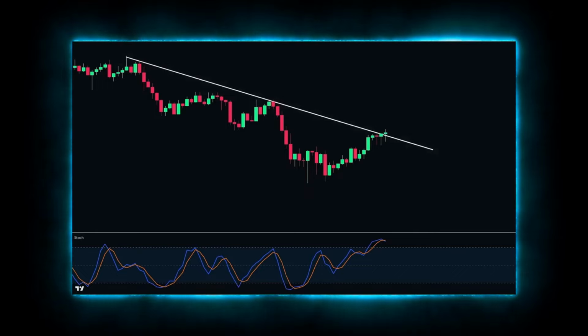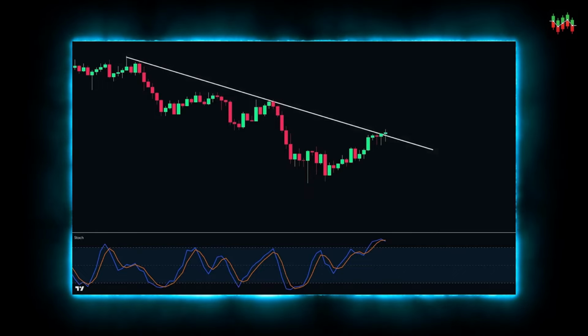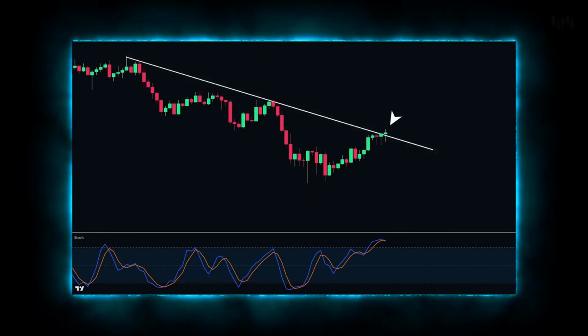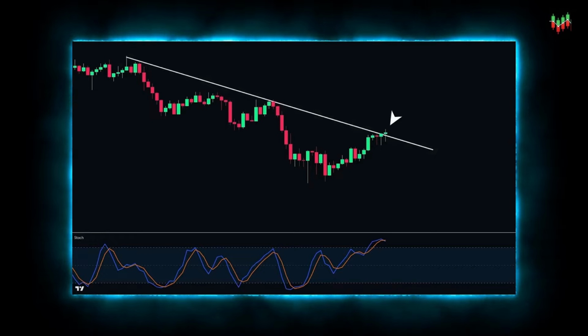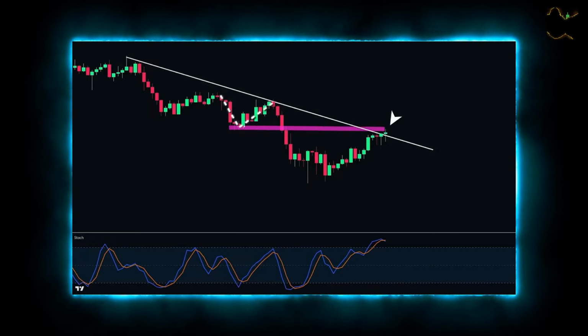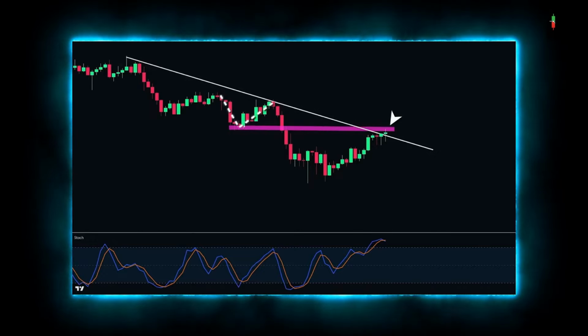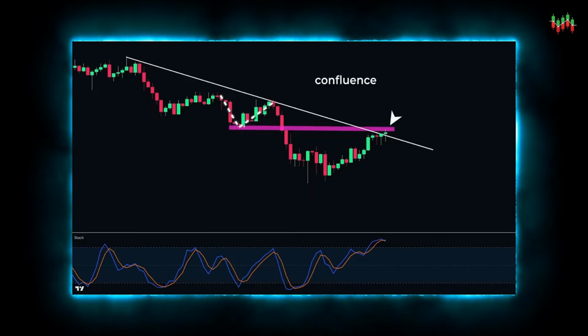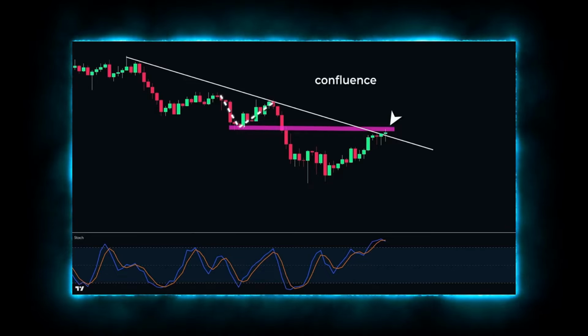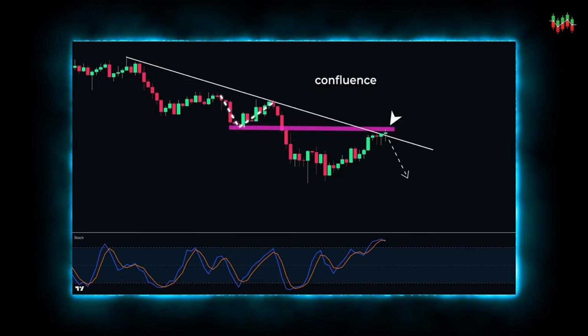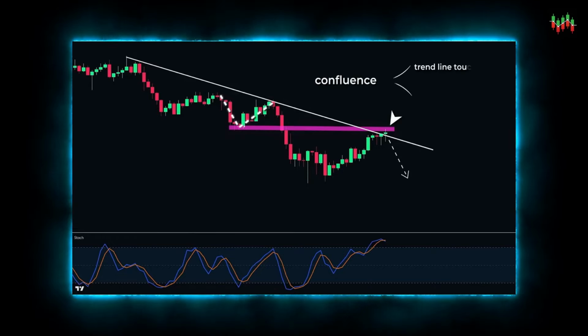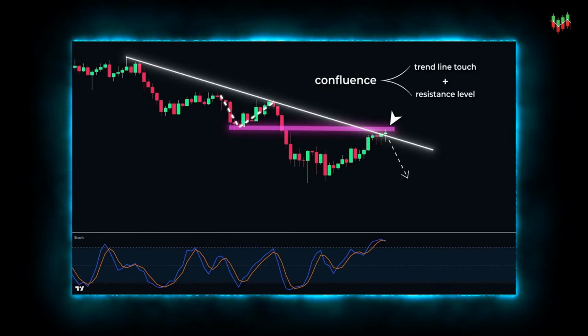Now, an interesting thing about this specific setup is that this area where price touches the trend line also seems to align with the support turned resistance level here. This is called confluence, and usually it's a sign that price has a higher chance of bouncing off that key level because of the 2 key levels converging.